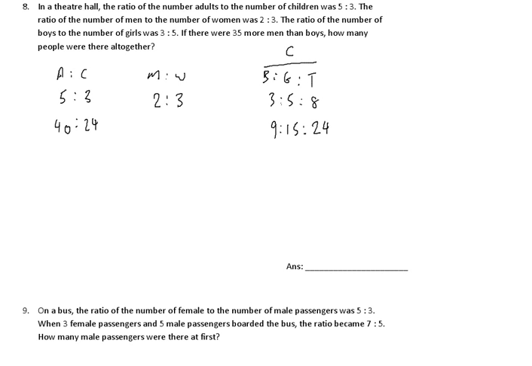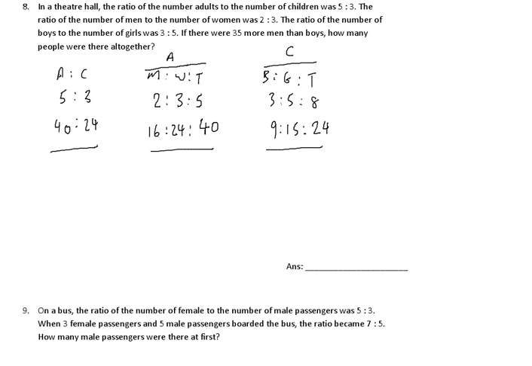Now, next, I look at my adults. And look at the total. This is also only 5. Yes? So I must make it into 40, right? And when I make it into 40, that means I multiply 8, 16, 24. Okay, now it's okay for me to compare these 3 ratios already because they are equalized. Yes?